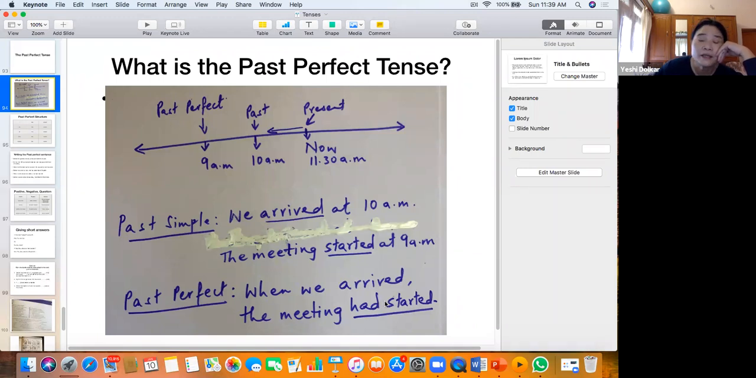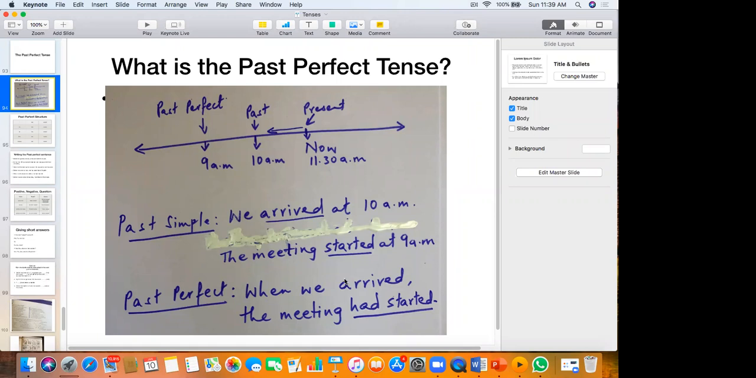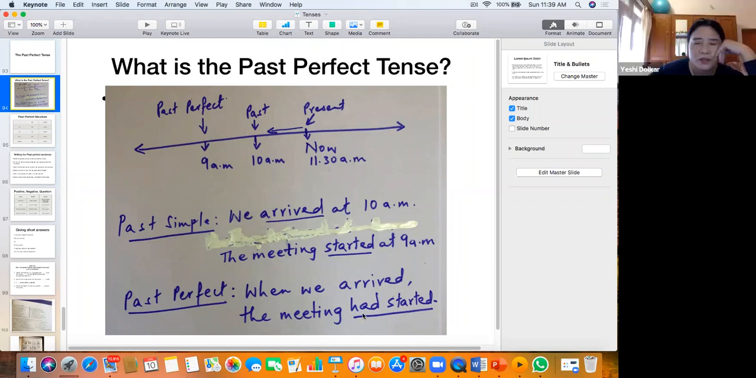But if I say, when we arrived, the meeting had started, okay? Understood? When it's in simple tense, the meaning changes. It means that the two actions happened at the same time. But if you write this in the past perfect, it means this happened before this.